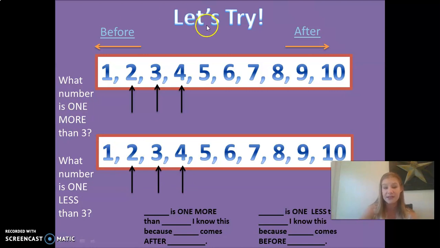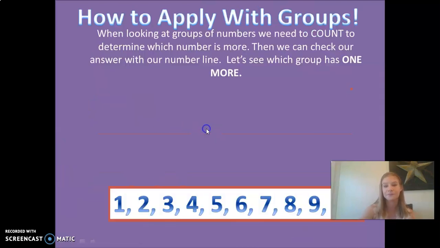Now let's put these in our sentence frames. We'll do the top one first. We said 4 is 1 more than 3. I know this because 4 comes after 3. And now for this one, let's put this into our sentence frame. This sentence frame is a little different because we were looking for the number that was 1 less. That was our challenge. So we said 2 is 1 less than 3. I know this because 2 comes before 3.